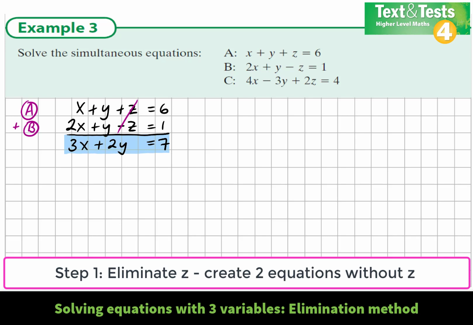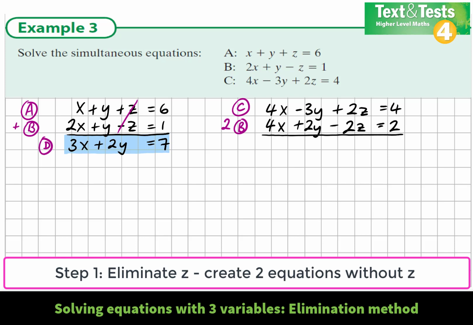Now I haven't used equation C yet, so I need to use equation C with one of the other equations to also eliminate z. So I see that if I was to add 2 times equation B to equation C, the z's would cancel out. So I write out equation C as it is. It's 4x minus 3y plus 2z is equal to 4. And if I add 2 times equation B to this, so I'm going to double up everything in equation B. So that will be 4x plus 2y minus 2z equals 2.